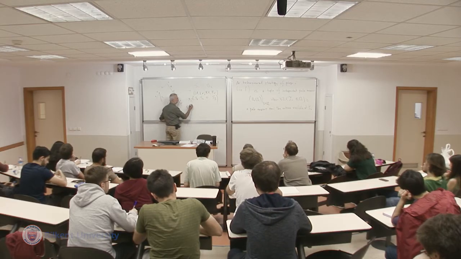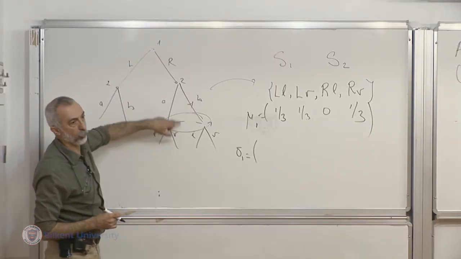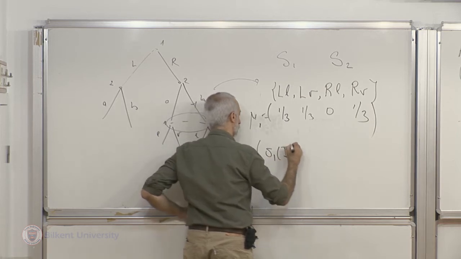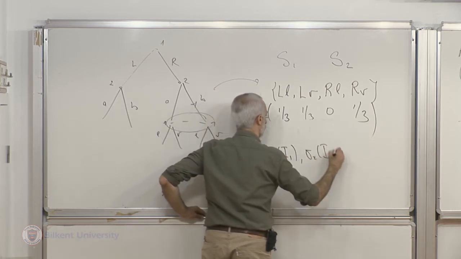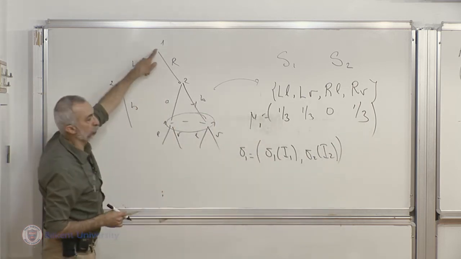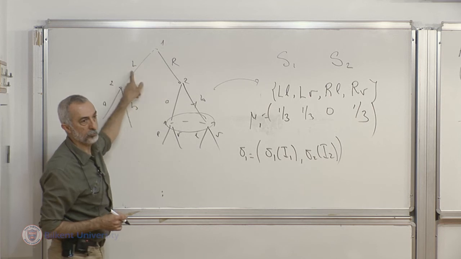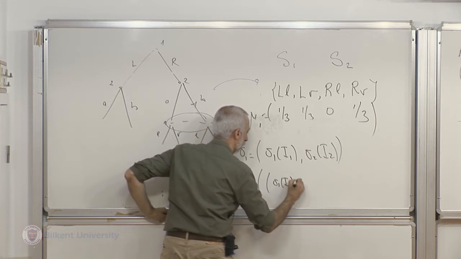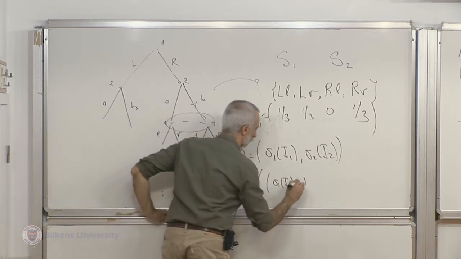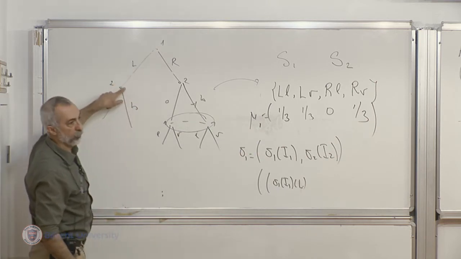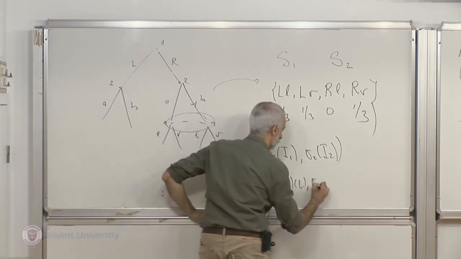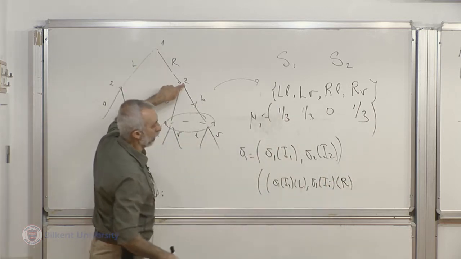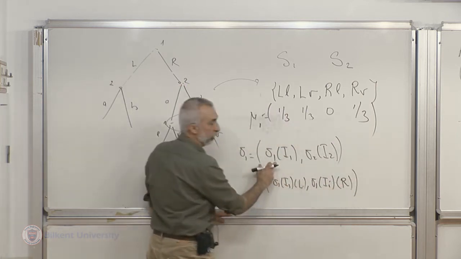Okay, it consists of, there are two information sets, so I have to talk about sigma 1 I1 and sigma 2 I2, where sigma 1 is a probability measure over the set L, R. So this is sigma 1 I1 L. With what probability will L be played? Sigma 1 capital I R. With what probability is R going to be played? So that's our first probability measure.